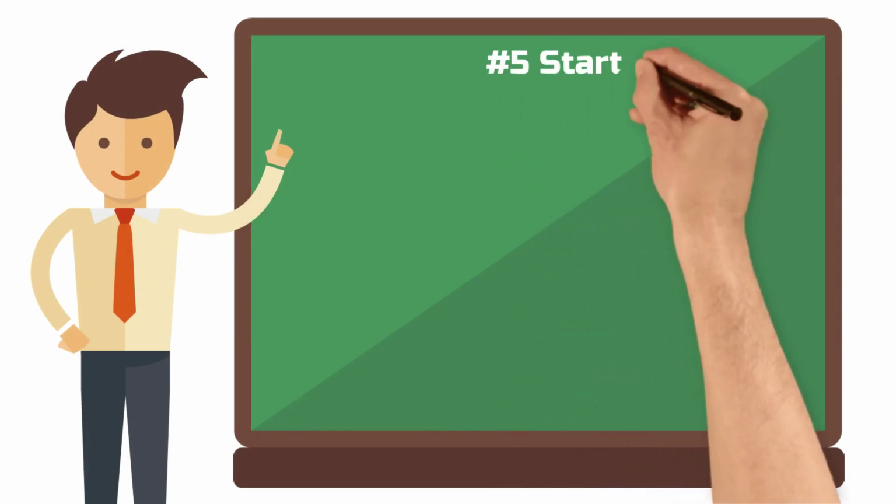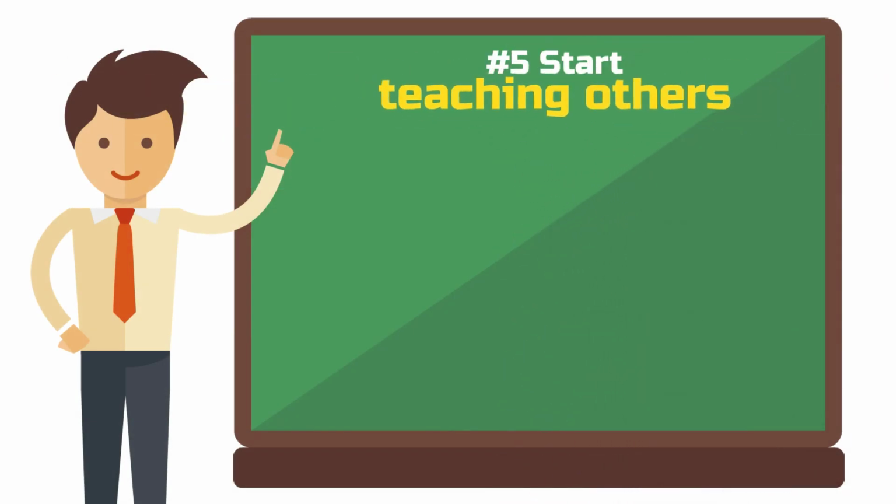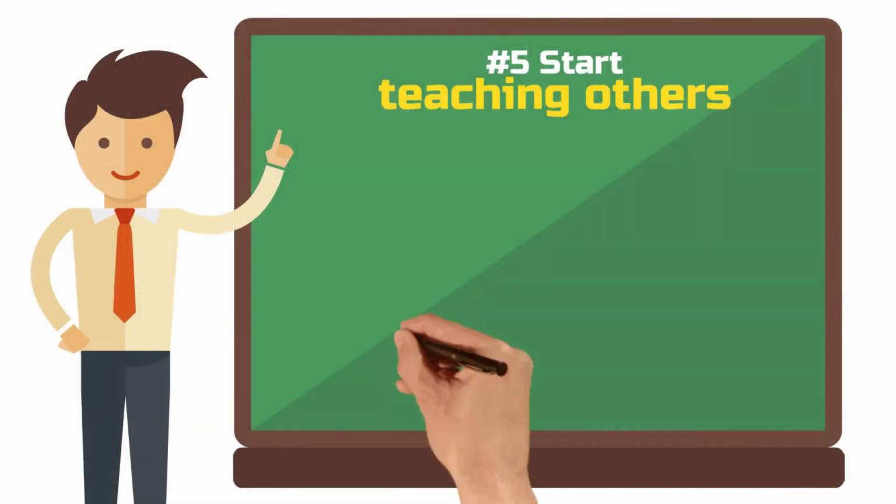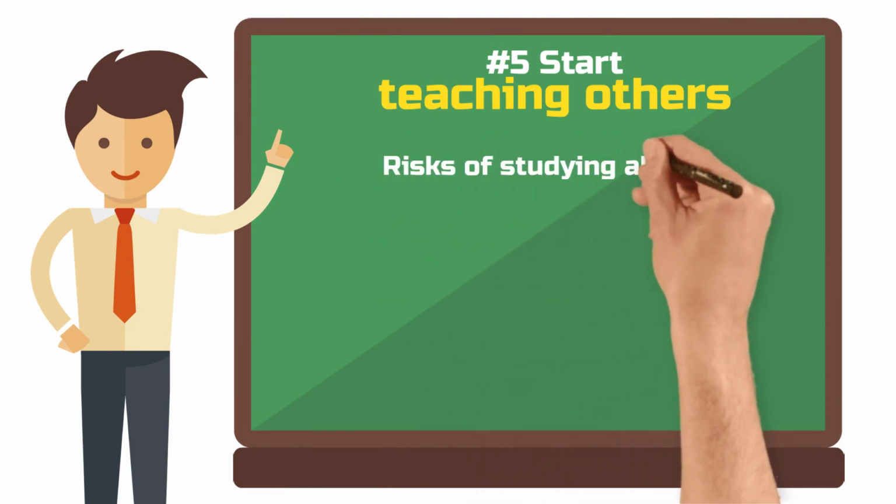Step 5. Start teaching others. The Feynman technique works wonders when you are alone. You simply explain the concept to yourself and even say it out loud if you want. However, there is a risk of making two big mistakes.